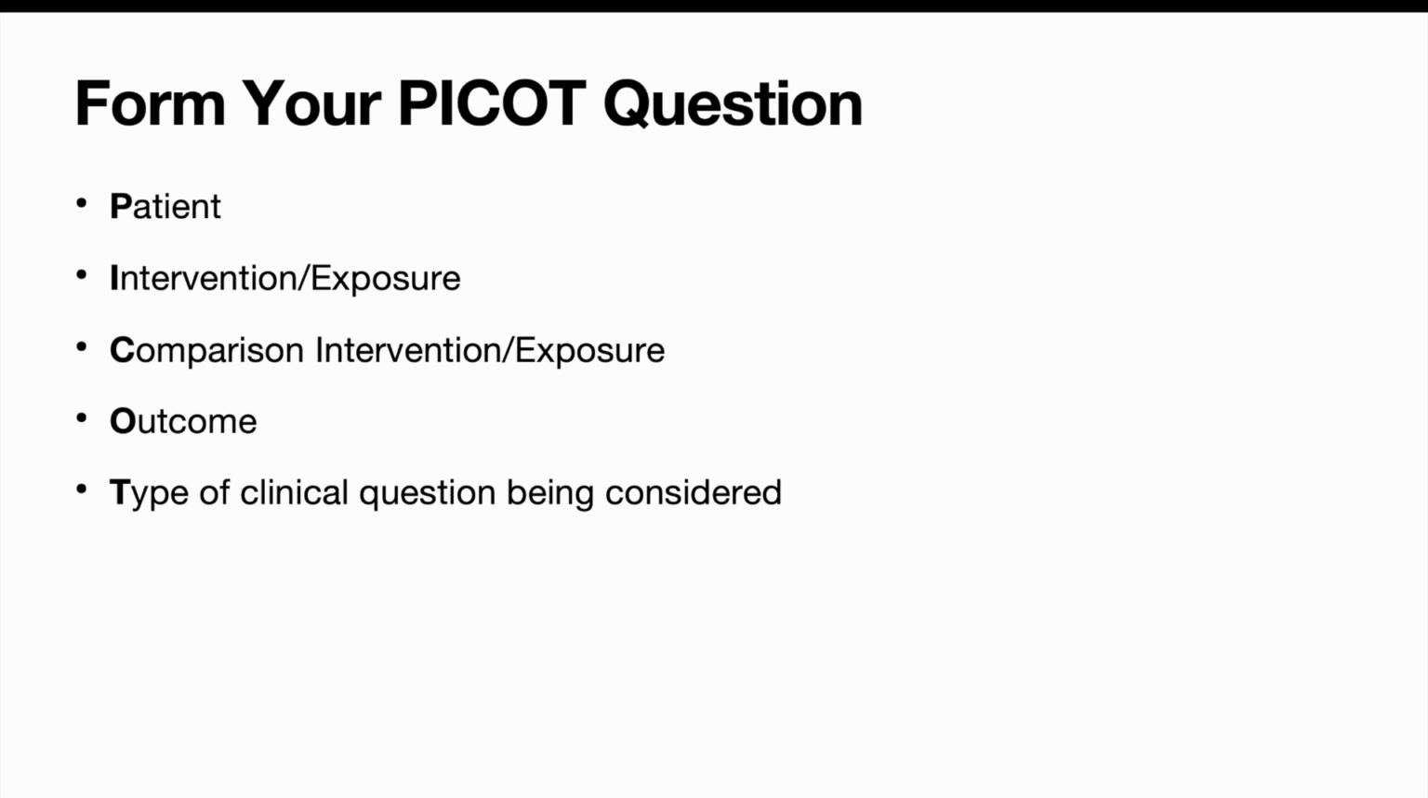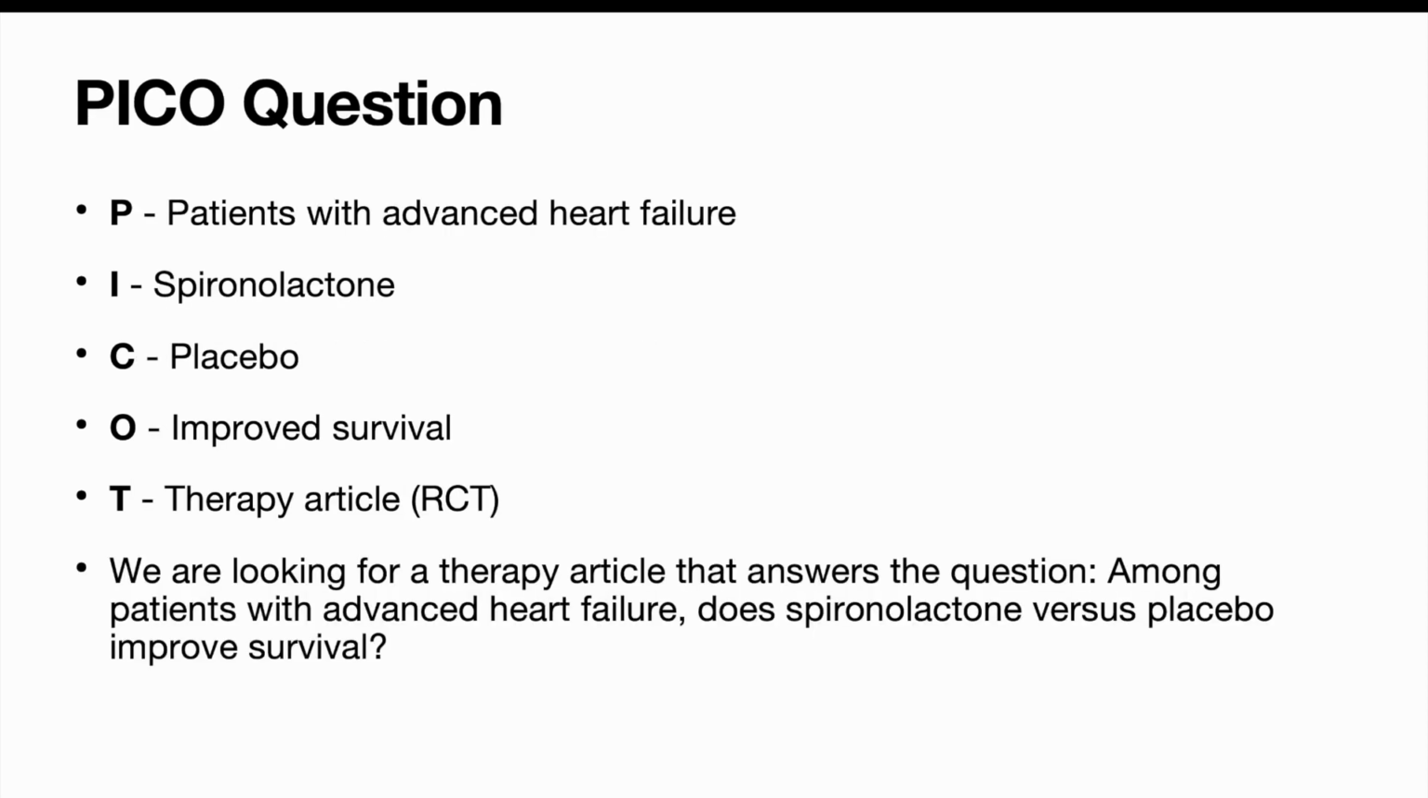So the first thing we have to do is to form our PICO question. And remember, the PICO stands for patient, intervention or exposure, comparison intervention or exposure, outcome, and T is the type of clinical question being considered. So in this case, we are thinking about patients with advanced heart failure, or our specific patient was, I believe, 79 years old, a 79-year-old woman with advanced heart failure. The intervention is spironolactone. The comparison could be placebo. It could also be the standard of care.